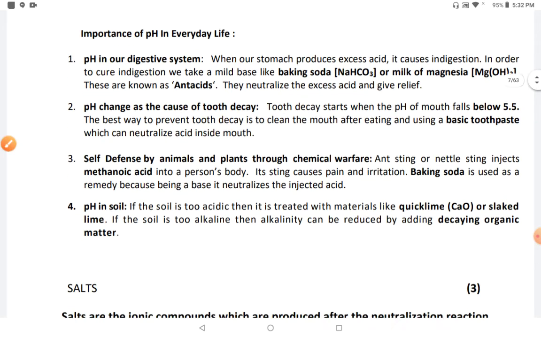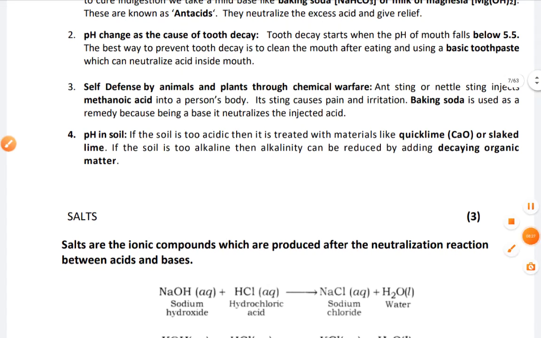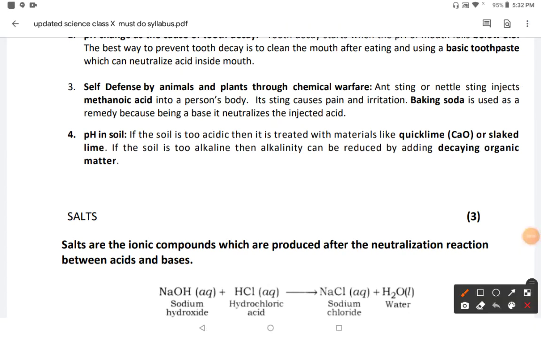Next is self-defense by animals and plants through chemical warfare. You have also experienced that when an ant bites or nettle stings inject into our skin, they release methanoic acid into the person's body, and the sting causes pain and irritation. We mostly use baking soda as a remedy because it is a base and it neutralizes the injected acid in our body, and we feel relief from the pain.